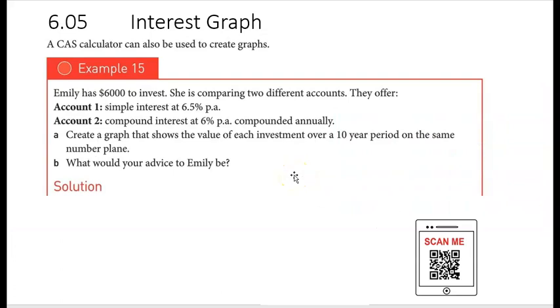So let's look at the last one, Example 15. Or maybe I use another video to discuss the example 15 with you. So let's look at the other video.